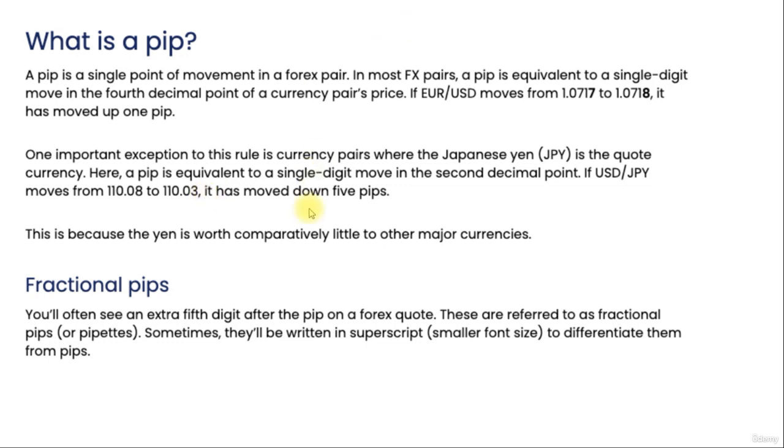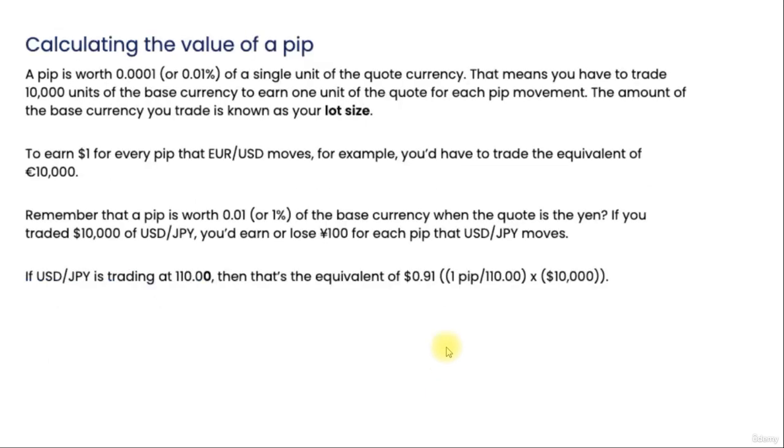Now you can also see the concept of fractional pips. In some currencies you will often see an extra fifth digit after the pip on a forex quote. These are referred to as fractional pips or pipettes. Sometimes they are written in superscript in a smaller font size to differentiate them from the original pips.